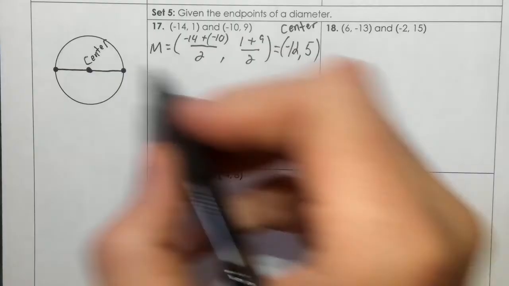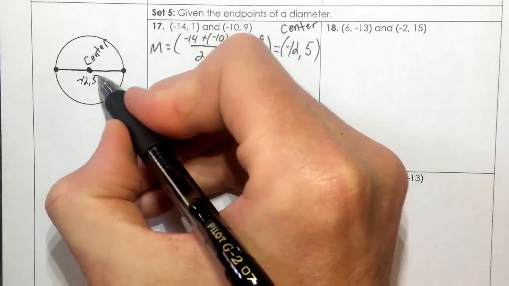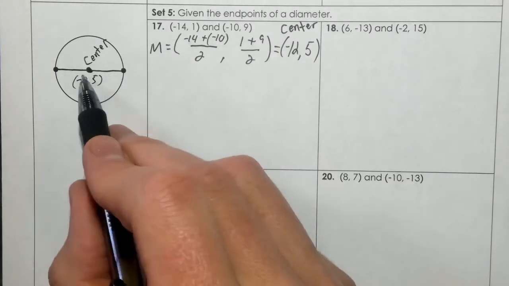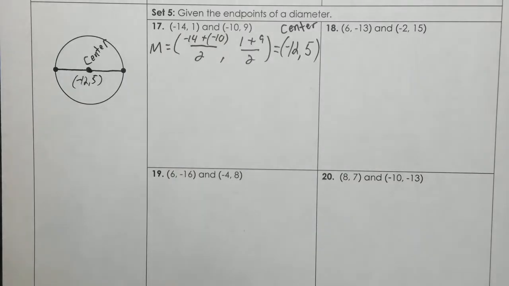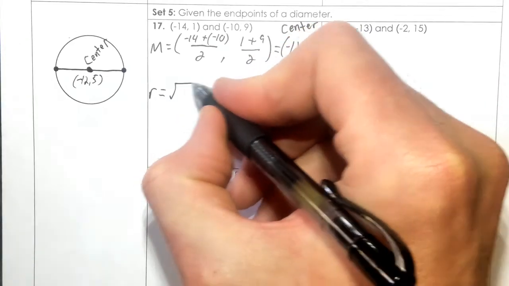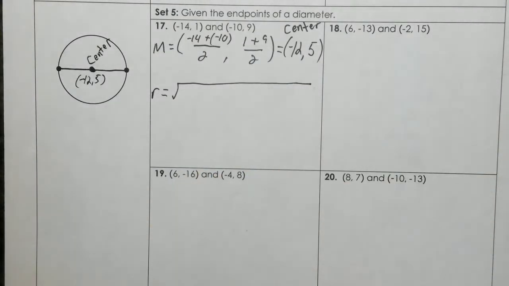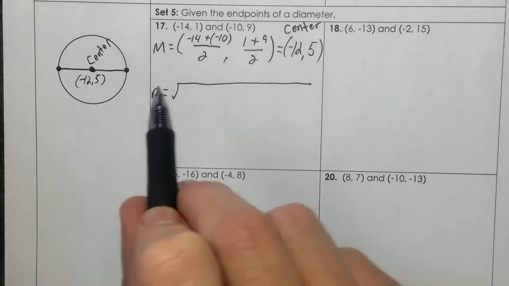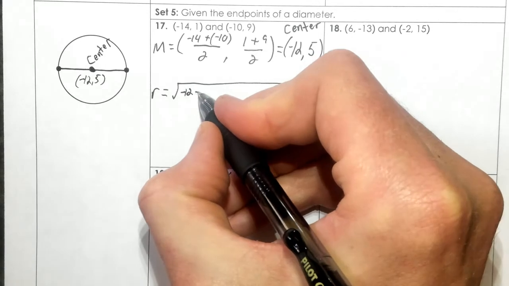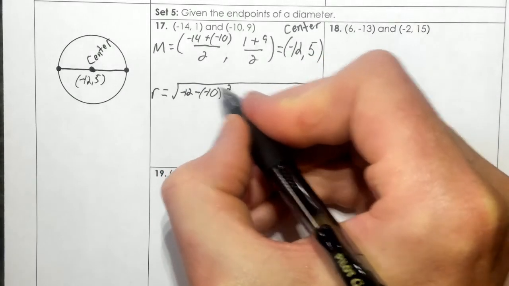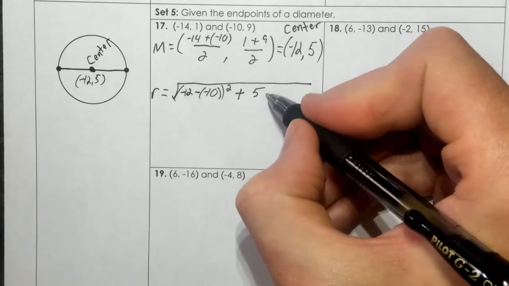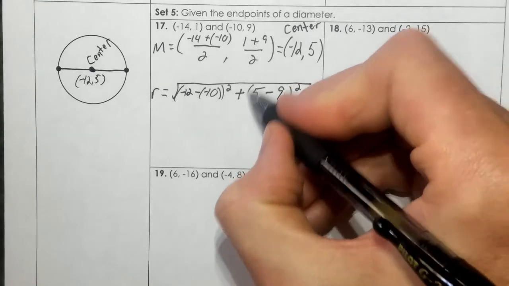Since the center is negative 12, 5, we can use either one of these endpoints because the distance from the center to this point and from the center to that point are going to be equal in a circle, so it doesn't matter which one we use. Let's just use negative 10, 9. So for my radius, I can plug in negative 12 minus negative 10 squared plus 5 minus 9 squared.